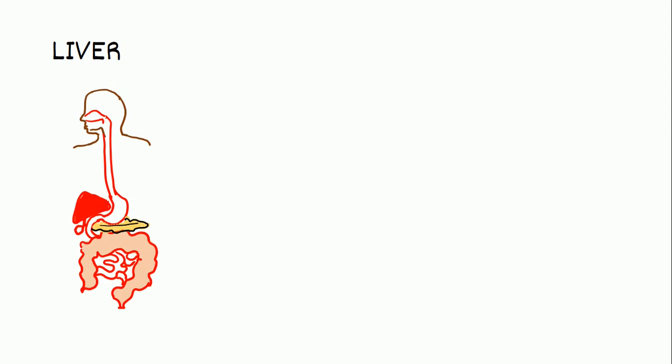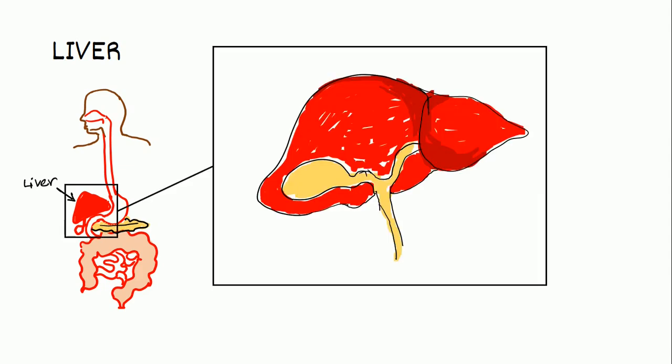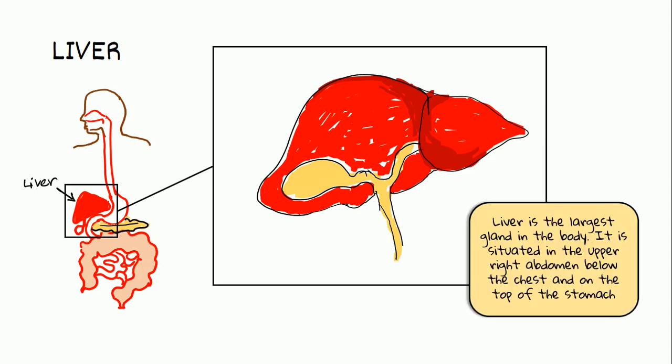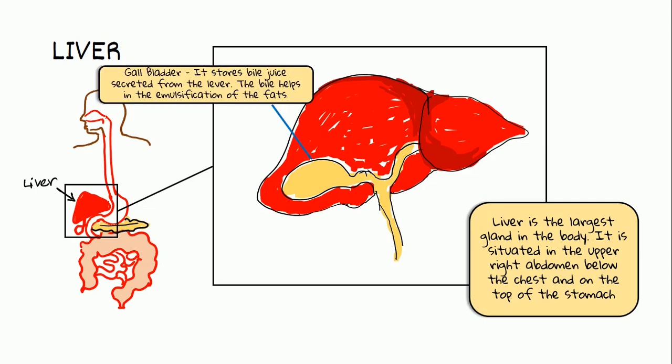Starting with the liver, if we look into the whole digestive system of our body, the organ which is present over here is the liver. If we zoom in a little bit, the liver looks something like this. It is the largest gland in the body. It is situated in the upper right abdomen, below the chest and on the top of the stomach. If you look over here, below the liver there is another structure called the gallbladder. The gallbladder is responsible for storing the bile juice which is secreted from the liver.